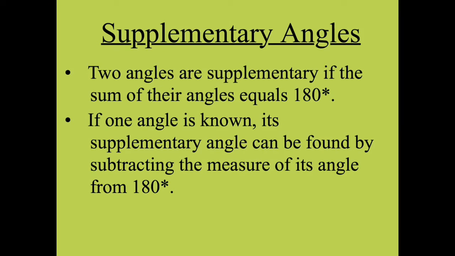Now on to supplementary angles. Supplementary angles differ from complementary angles as they add up to equal 180 degrees. If one angle is known, its supplementary angle can be found by subtracting the measure of its angle from 180 degrees.